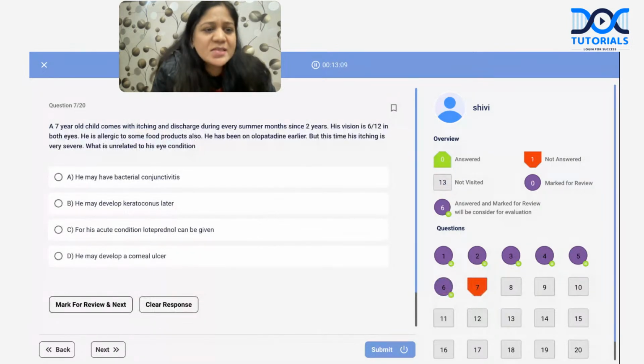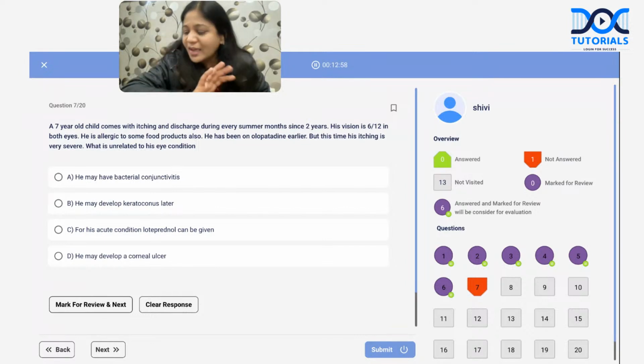Now, question number 7 says that we have a 7-year-old child coming with itching, discharge every summers. Small child's itching every summers. Definitely, this is VKC. इसी से मुझे पता चल गया कि I am talking about a vernal keratoconjunctivitis. Now, his vision is slightly less. He is allergic to some food products also. Probably I'm giving you a history of some kind of allergy. अभी क्या olopatadine दिया है, but this time his itching is very severe.